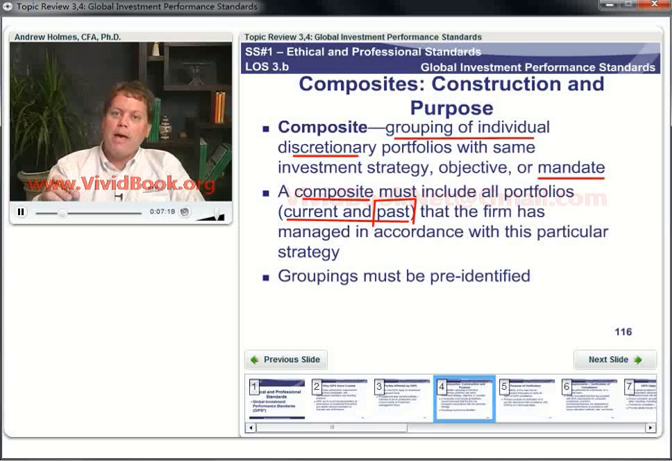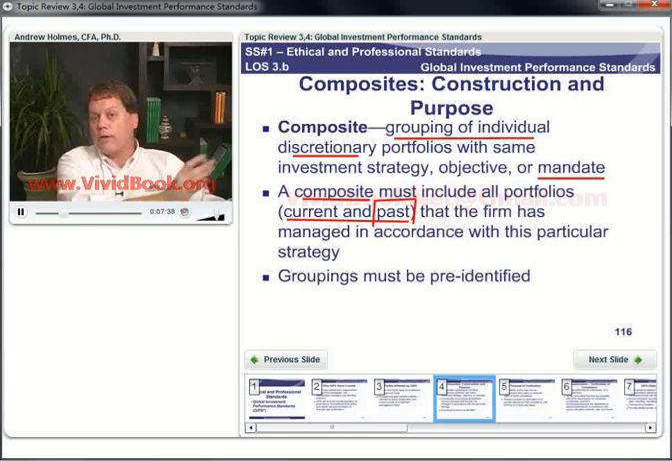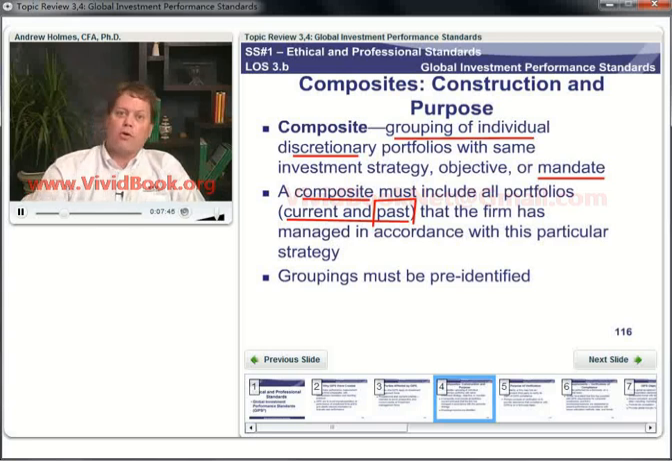So if you omit clients that are no longer in the stable, that is clients that are no longer employing the services of the money manager, you're biasing the average up, and you're biasing in all likelihood the volatility downward. So we have to include in our composites those customers who are currently using our service, and as we report historical data, any customers who were using our services during the time periods reported. Okay, so it's both current and past that are going to be included in a particular composite.